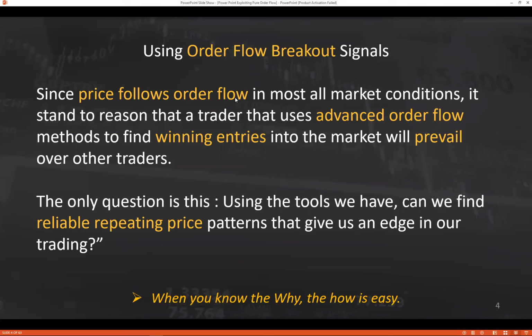Price follows order flow. I think most of you know that in pretty much all market conditions. So if we're using order flow breakout signals, it stands to reason that advanced order flow patterns give experienced traders winning entries into the market, and they'll prevail over other traders. The question then becomes, using the tools we have, can we find reliable repeating price patterns that give us an edge in our trading?